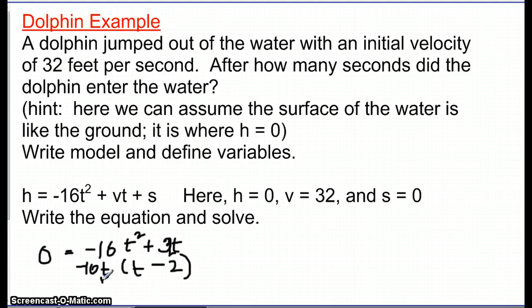In this case, t is 0. Again, that's when the dolphin is leaving the water, so that's irrelevant to the problem. But in this one, t is 2. That makes sense. It's going to take him 2 seconds up and down. Okay? We're talking about the shape of a parabola here. So it's going to change a little bit.